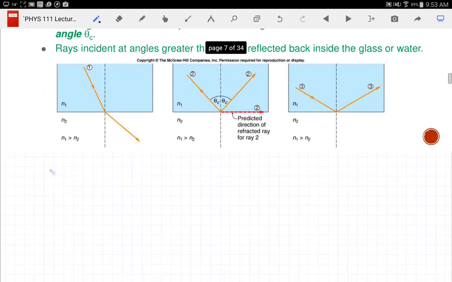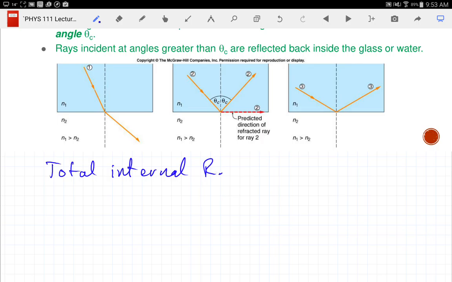You have to have n2 is less than n1. That means you're going into a medium where light travels faster. If you're going into a medium where the light travels slower, it always bends toward the normal and you can never have total internal reflection.